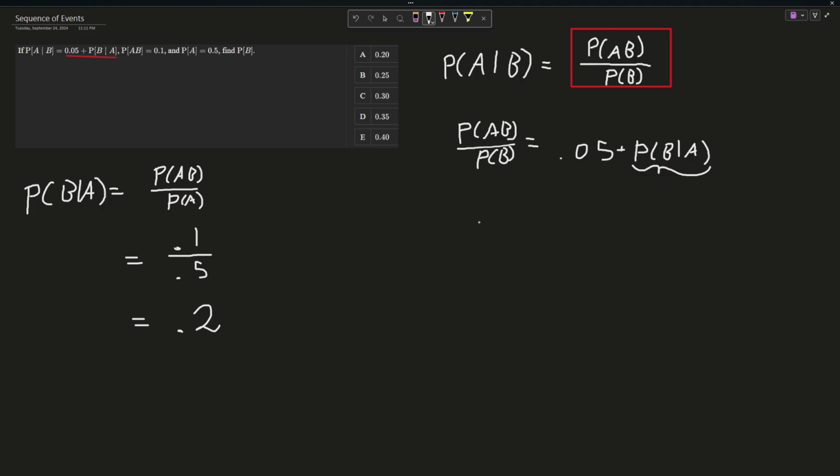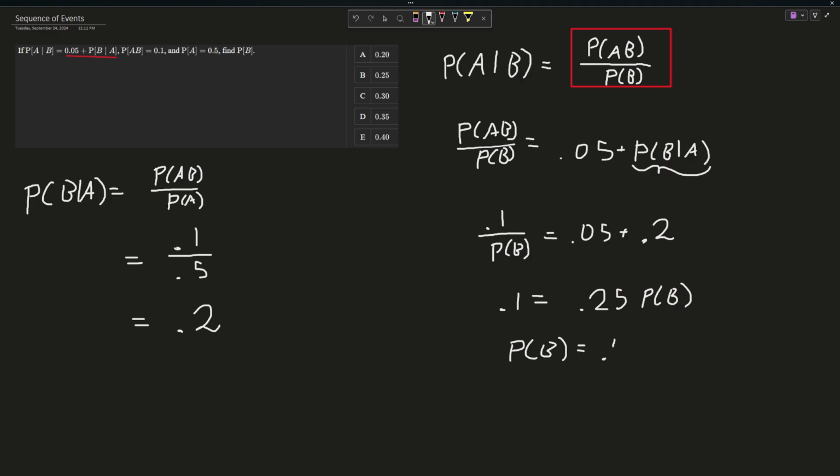So let's start plugging in over here. So this right here is equal to 0.1. We don't know what the probability of B is. That's what we're trying to find out. And then we have 0.05. And then we just found out that probability of B given A is 0.2. So we could multiply both sides by our probability of B. And then our 0.1 is equal to 0.25 of probability of B, and then we do some basic multiplication, and we find out that probability of B is equal to 0.4, which is our answer, E.